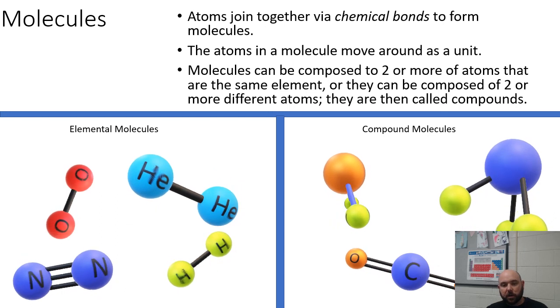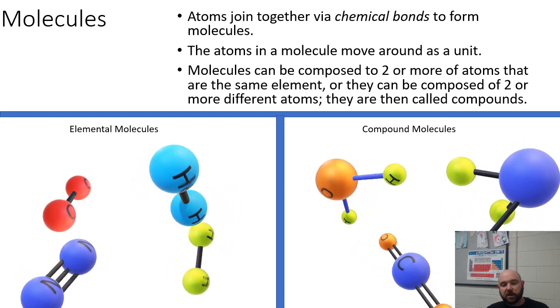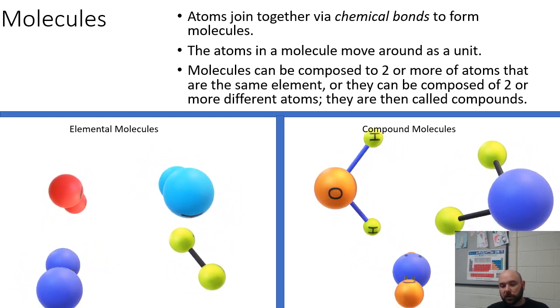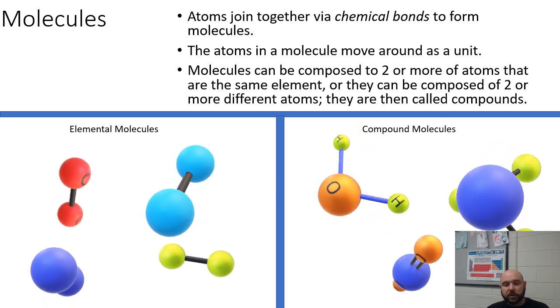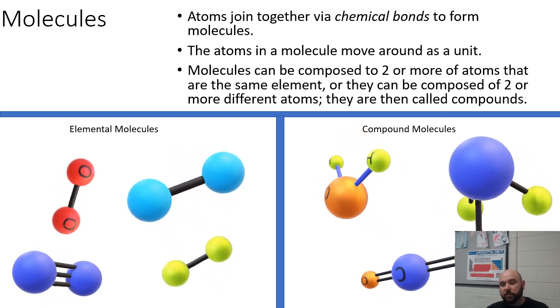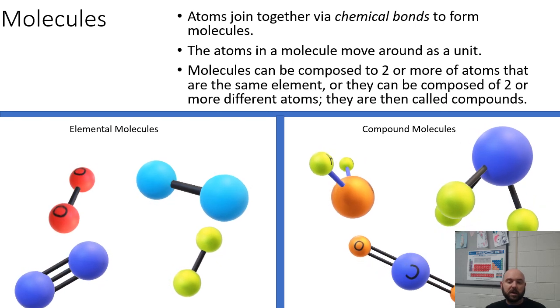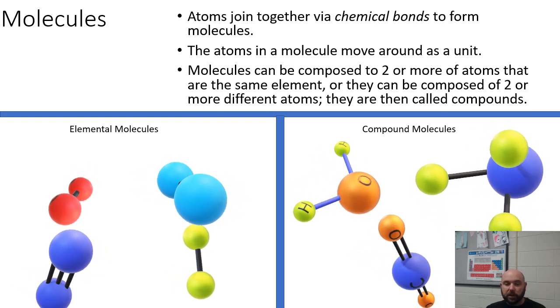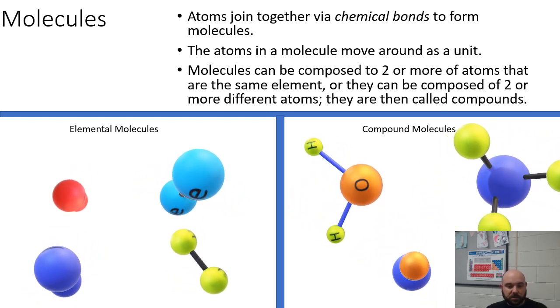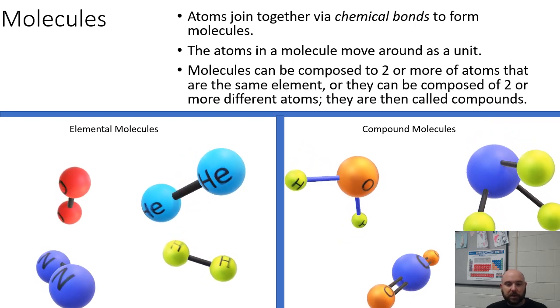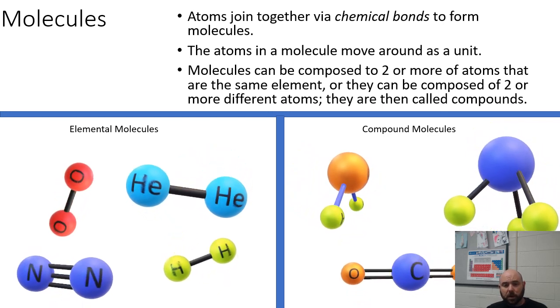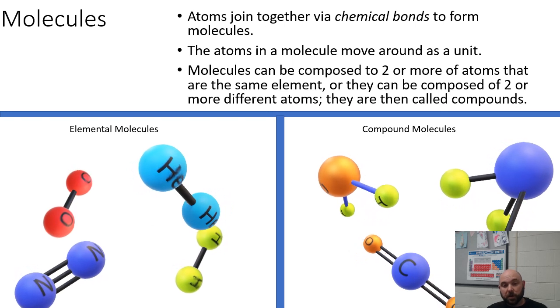You can see some models below. Over here on the left side, we have some elemental molecules. So these are molecules only made of atoms of one type. You see an oxygen molecule floating around there. You see a nitrogen molecule floating around there. Again, those two are models of the molecules that you are currently breathing in and out.